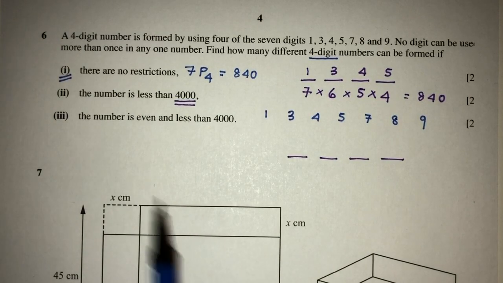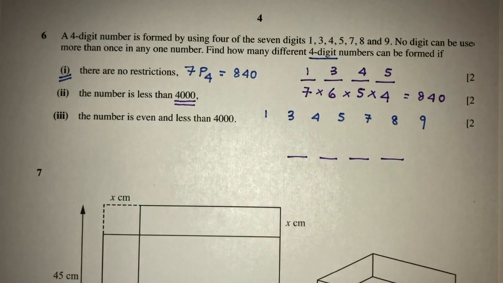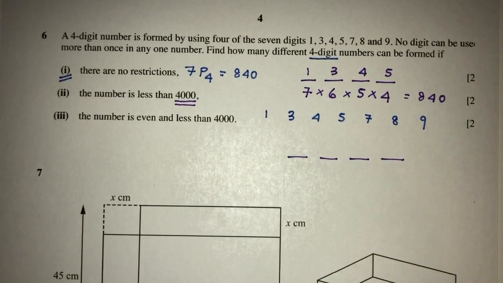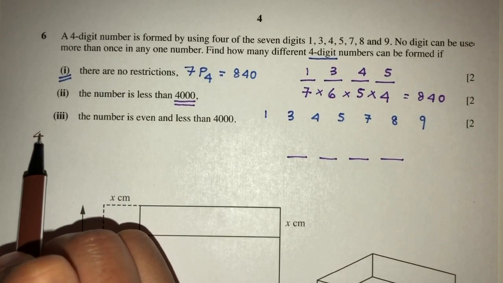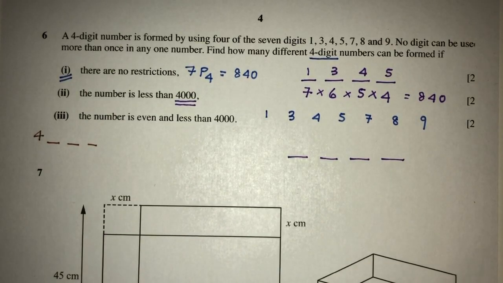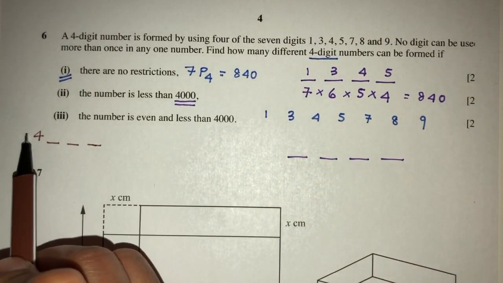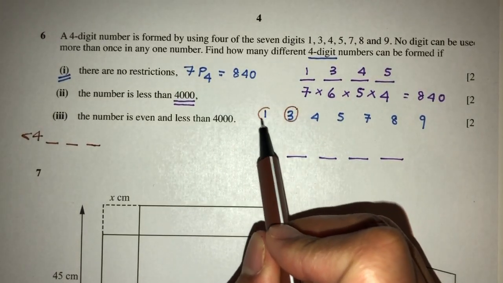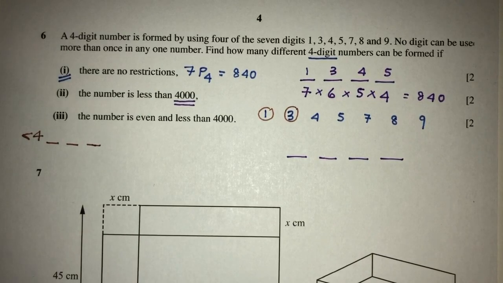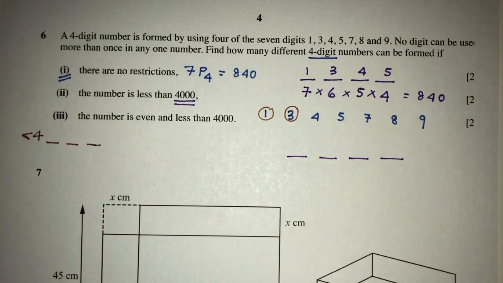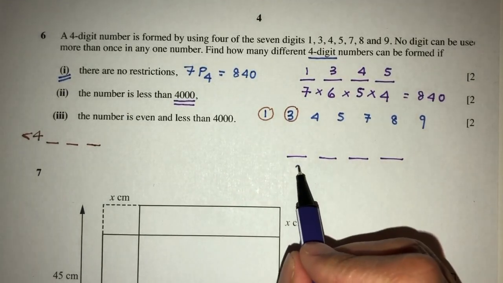Now, for it to be less than 4,000, it must begin with a number which is less than 4, if that makes sense. Because if you were to begin with 4, whichever numbers you choose for the next 3 places, it will never be less than 4,000. So you have to begin with something which is less than 4. Less than 4, we only have 2 numbers. Now we ask ourselves, how many options do we have to begin the number? As you can see, we have 2 options. So 2, let's say I choose 1.